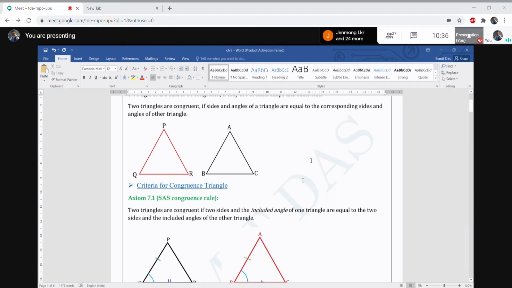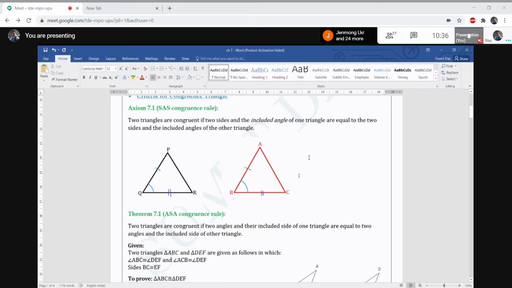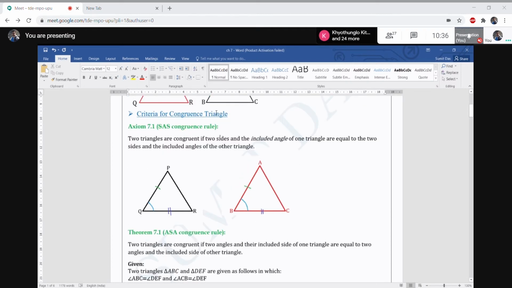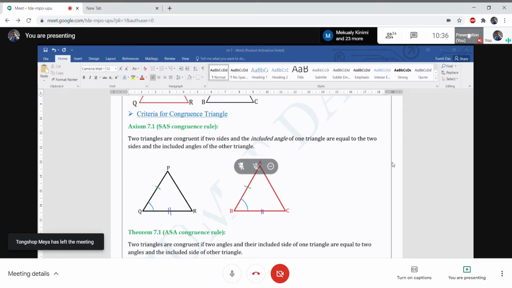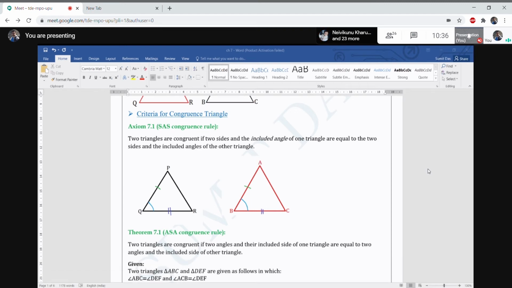Now our first theorem, the criteria for congruence of triangles. First, axiom 7.1, also known as the SAS congruence rule. SAS means side angle side. Before starting this one, can anyone tell me what is the difference between axioms and theorems? Just anything small.